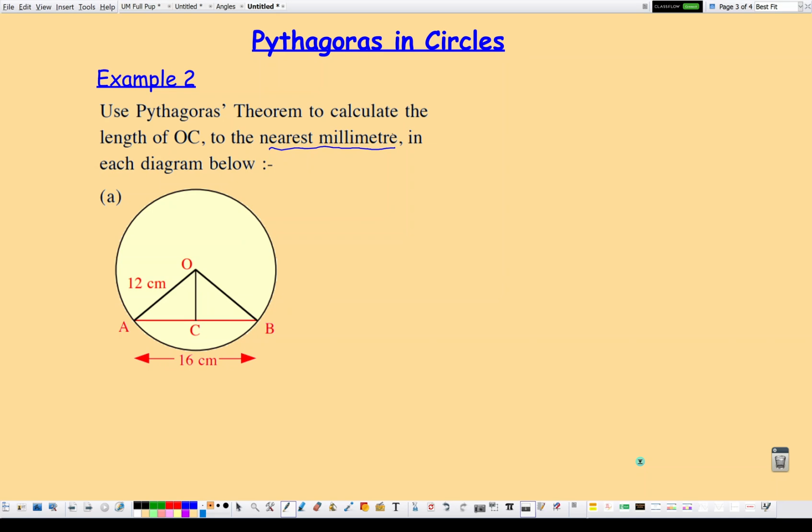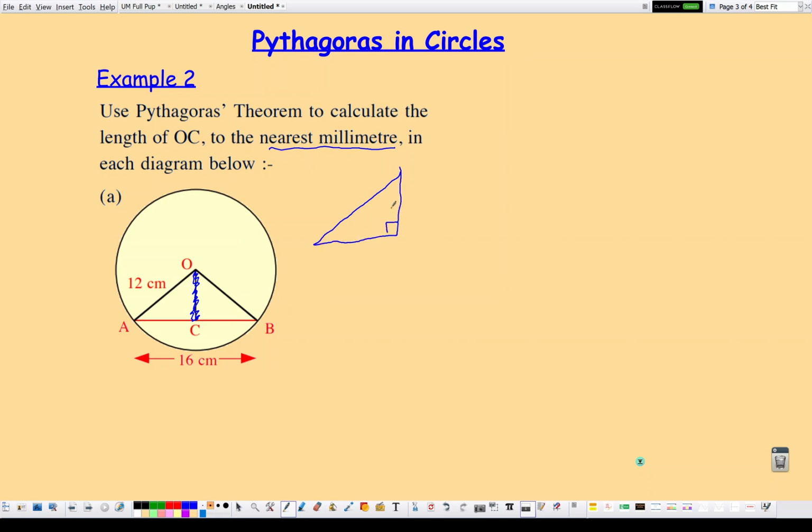In each diagram below, I am looking for the length of OC, the length I am squiggling over. What might be beneficial is to pull that triangle out, make it bigger, and just have it on its own.